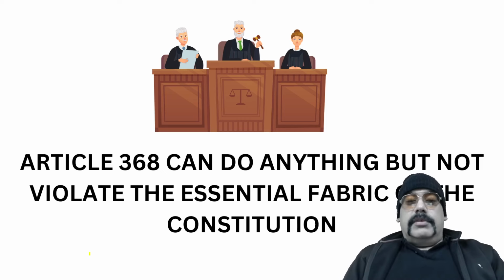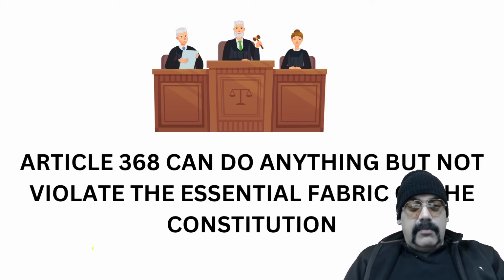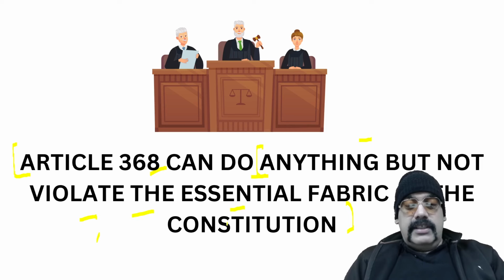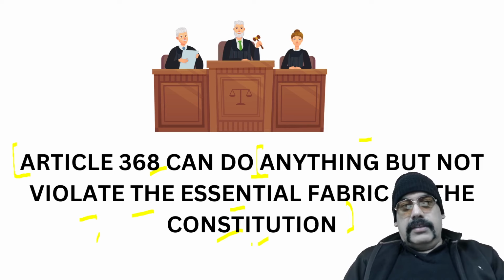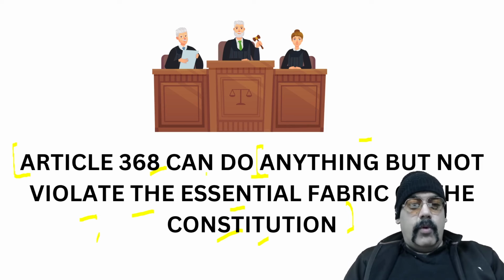Now the final observations, or the final judgment, of the Honorable Supreme Court in the Kesavananda Bharati case can be summarized in very simple terms like this. It says, Article 368 can do anything, but not violate the essential fabric of the Constitution. This is a very interesting observation. We have to be very clear on this part. What does this mean?